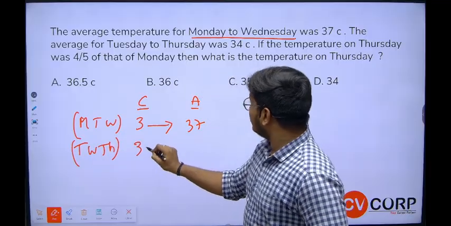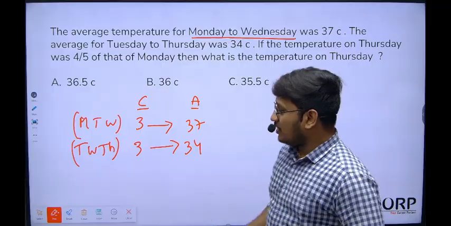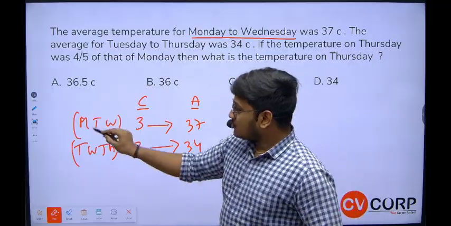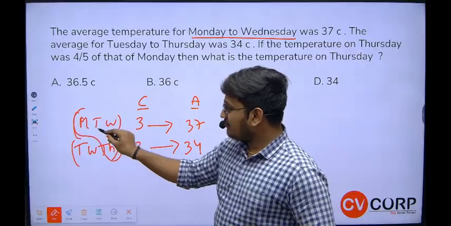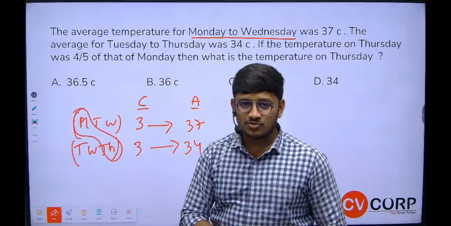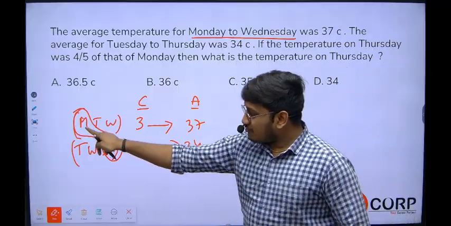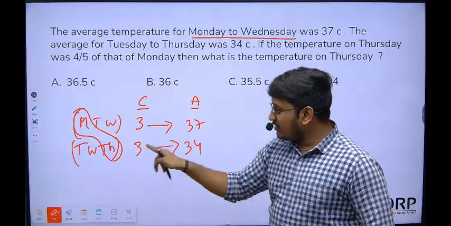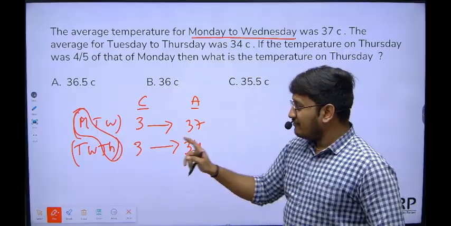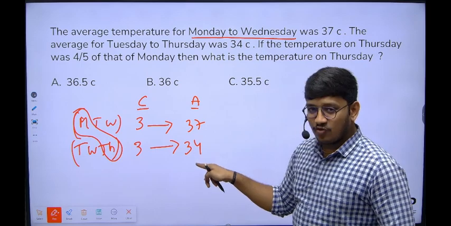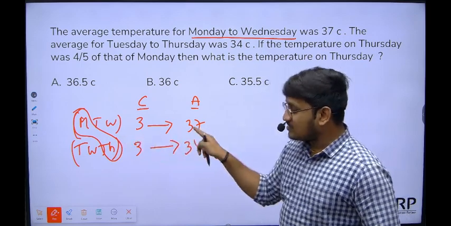So, again 3 days, average is 34. Now, if you observe, in place of Monday, which day came? Thursday. Same scenario like the previous question. But you should understand one logic. Now, in place of Monday, when Thursday came, the average decreases. When Thursday was there, average is 34. When Monday was there, average is 37.